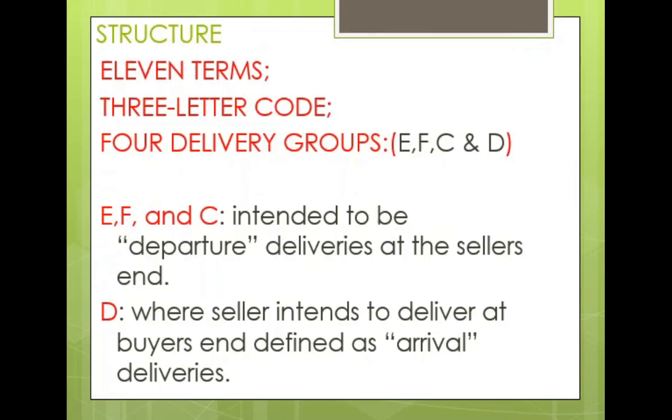Now, the structure of INCOTERMS 2020. There are 11 terms in all. Each term is a 3-letter code, and there are 4 delivery groups. This gives a bit of insight into the INCOTERMS. The delivery groups are E, F, C, and D.